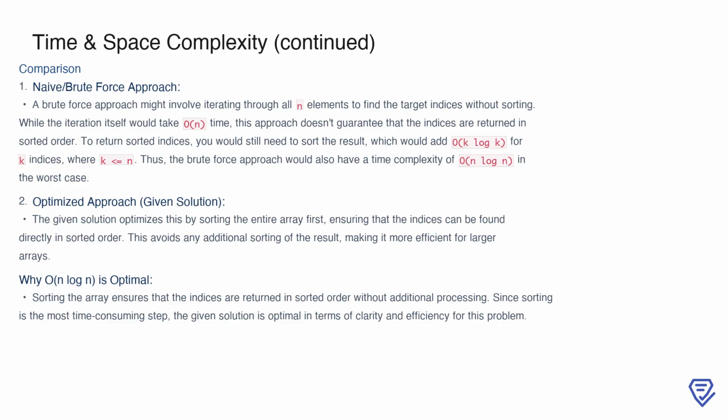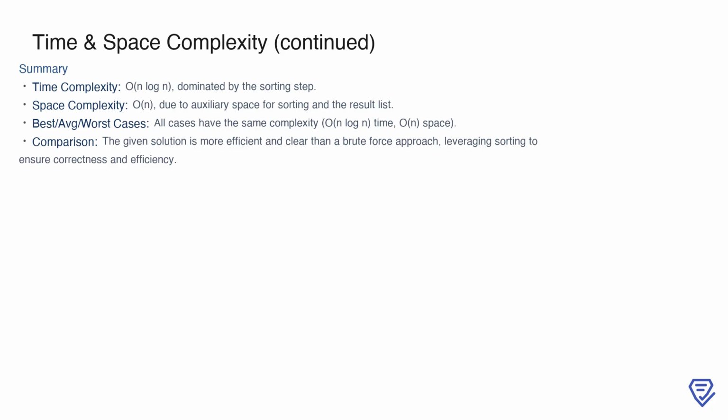However, the optimized approach has a significant advantage. By sorting the entire array first, we guarantee that the indices are already in sorted order without needing additional processing. This makes the given solution not only clear but also efficient for handling larger arrays. In summary, the key takeaways for the time and space complexity of this solution are as follows.